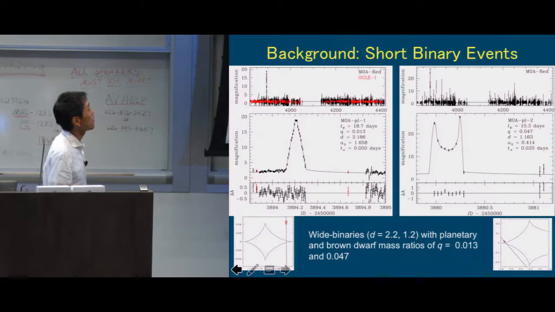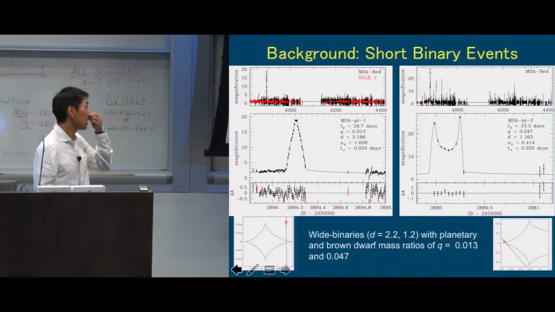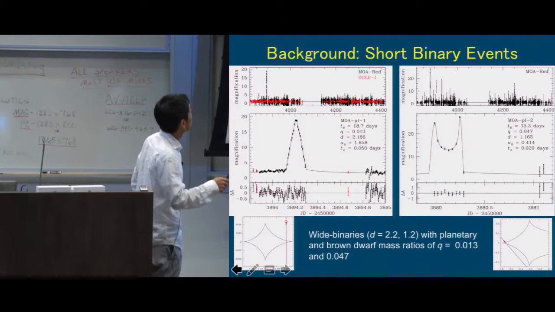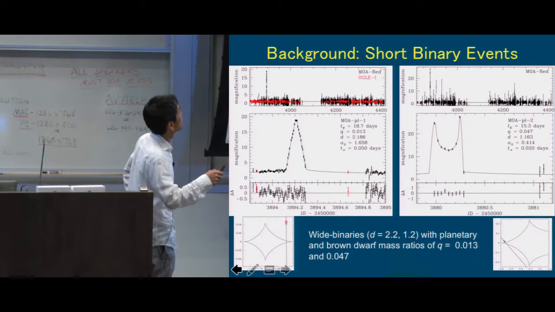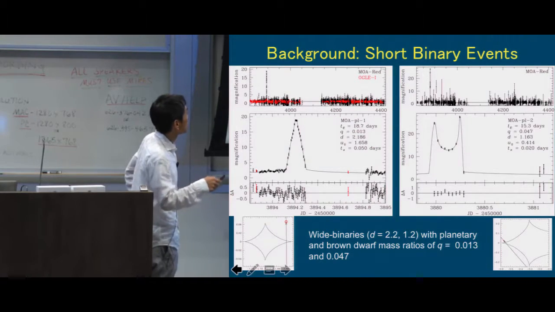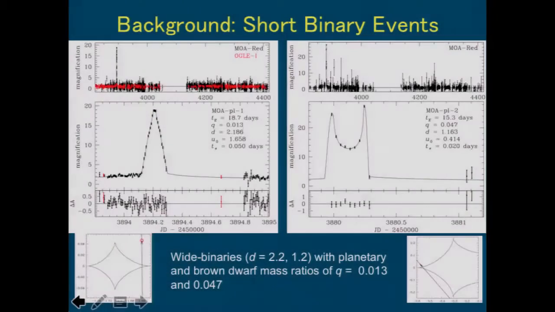So here's an example. We found several binary-looking short microlensing events like this. Here is the light curve of 2 years. The black is one data set, and red is the overall data. Here are the data points from one night. As you can see, there is a very nice time-asymmetric light curve. But if you look at the tail, it rises very rapidly, much more rapidly than the regular single lens microlensing event. And here is the residual.